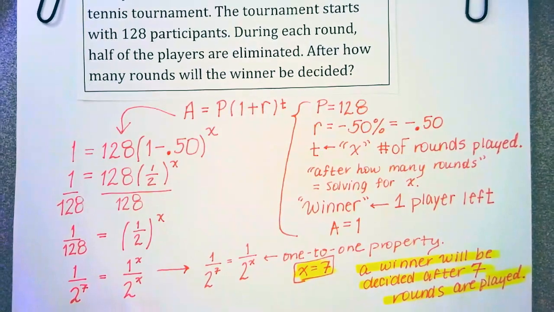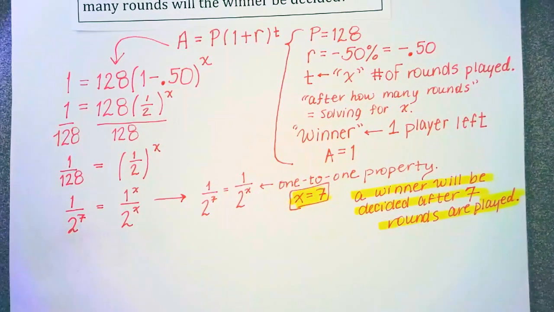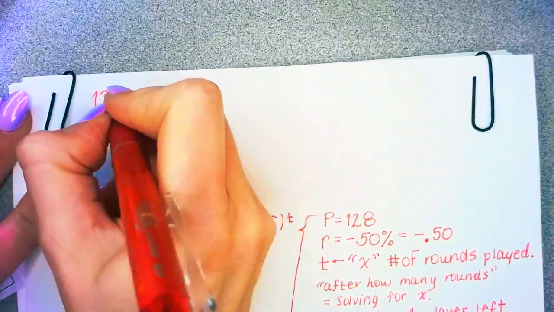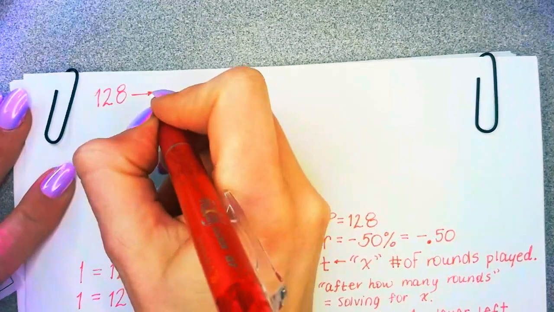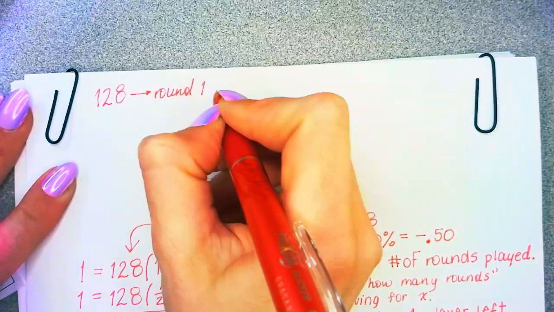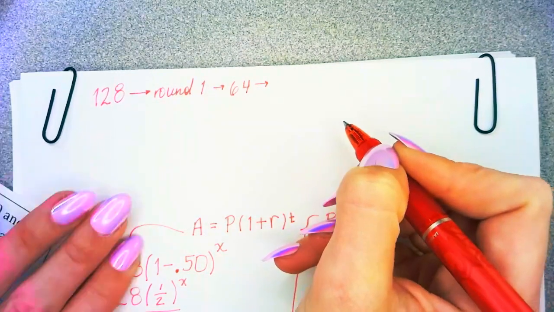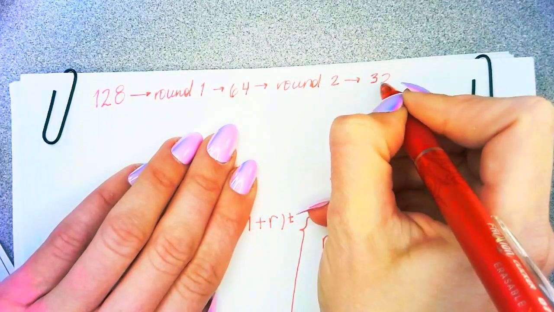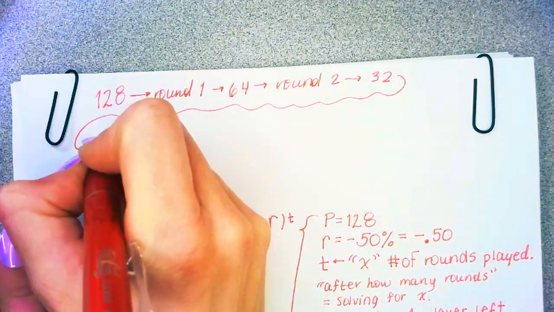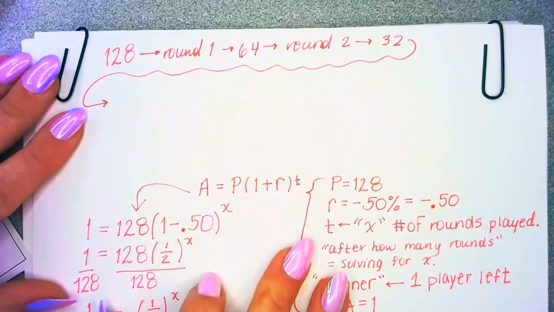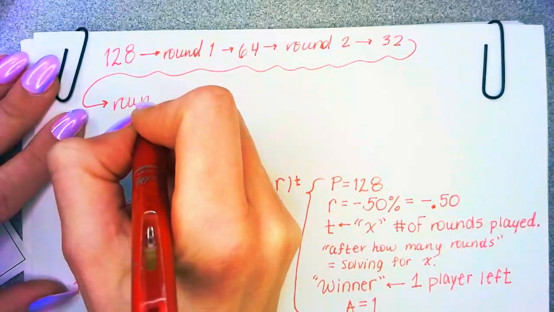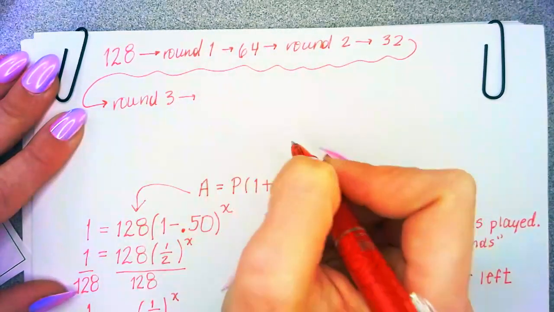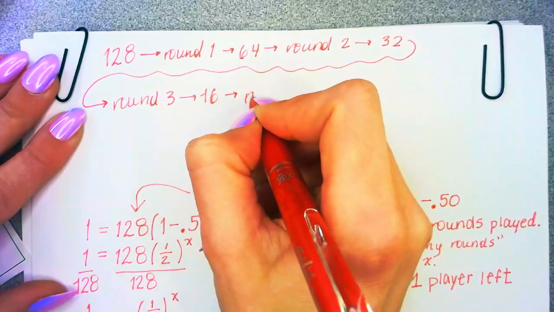Another way to do this problem is in a sort of cheap way. If you have 128 players going into the first round and half of them are eliminated, coming out of the first round you only have 64 players. 64 players going into round 2 and half eliminated, so we only have 32 players coming out of round 2. 32 players going into round 3, half of them are eliminated, which means we only have 16 players coming out of round 3.